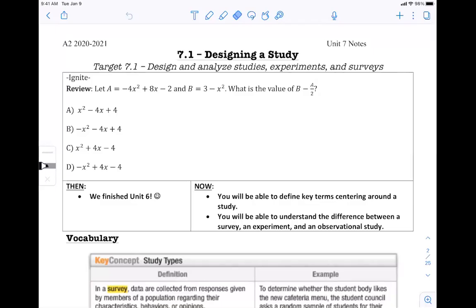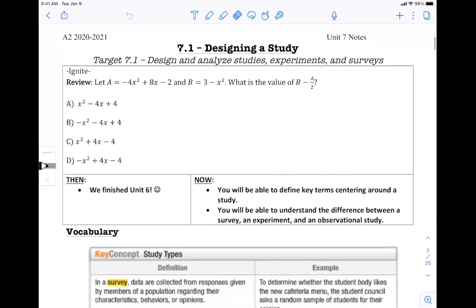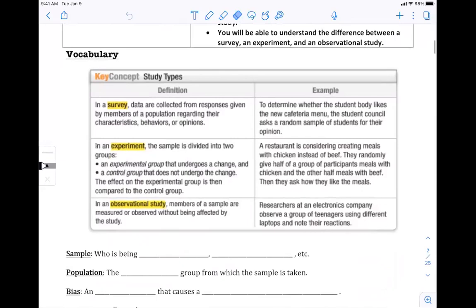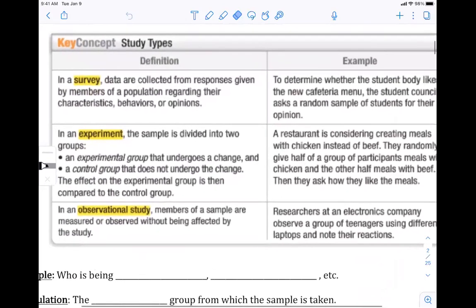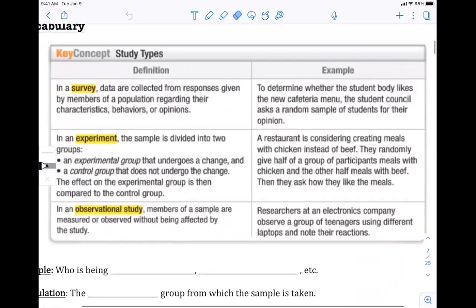Hello, everyone. Today we are going to be starting our next unit, and this unit is all about statistics. Specifically today, we're going to start off with just the first aspect of statistics, which is all about designing a study. If you look down in the vocabulary section, you can see that there are three different main types of studies that can be done.